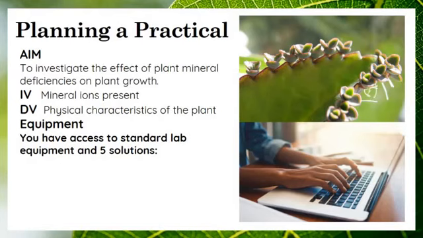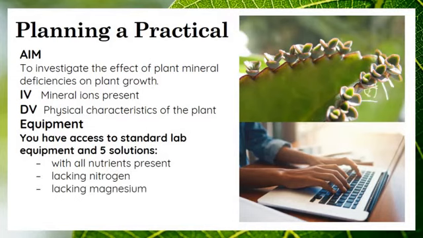Our aim is to investigate the effect of plant mineral deficiencies on plant growth. We've already said the IV is mineral ions and the DV is the characteristics we're observing. The equipment is standard, and you're going to have 5 solutions available. These 5 solutions will be one with all nutrients present, one that is only lacking nitrogen, one that is only lacking magnesium ions, and one that is only lacking calcium ions, and then just some distilled water that is lacking all nutrients.